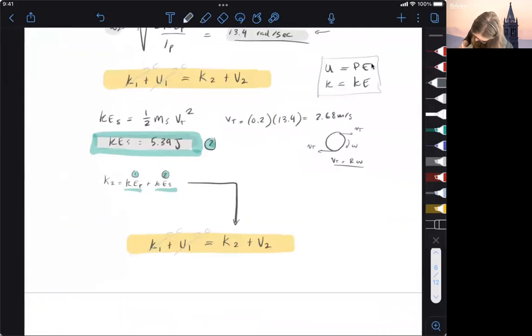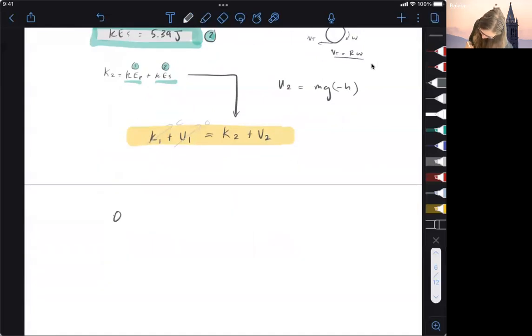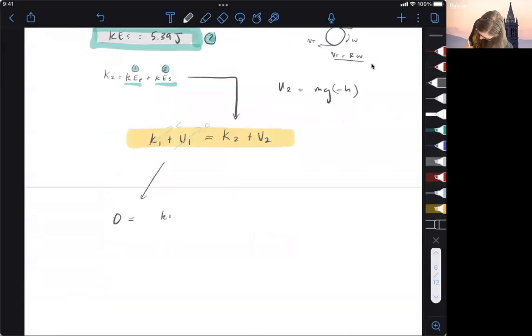And now we need our U2 value, right? So U2 is going to be equal to mg, the potential energy change, mg times the negative h value. Okay, that's great. So we are trying to solve for how far in h we're going to fall with that kinetic energy. So if I just simplify this side, 0 is going to be equal to KEp plus KEs minus mgh, right?